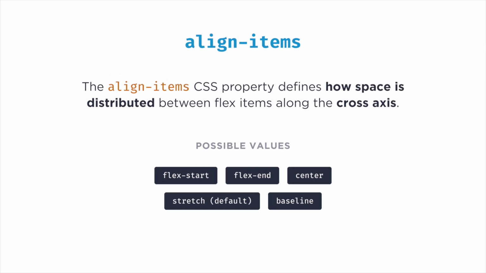All right, this is where things get a bit trickier and harder to understand, but it's not difficult. The only reason it gets trickier is because for alignment on the cross axis, we have 3 properties: align items, align self, and align content. So let's have a look at each one of these and see what it's all about. Let's start with align items. This property defines how space is distributed between flex items along the cross axis. For values, the ones we'll be using most often are flex start, flex end, center, stretch, and baseline.